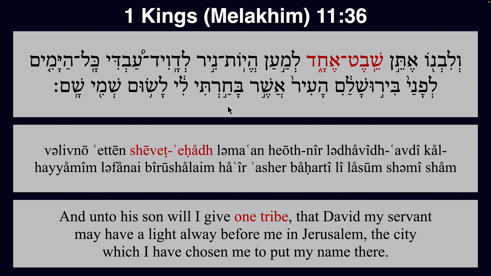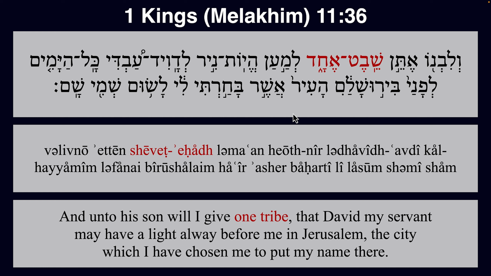Okay. And for Rehoboam, the son of Solomon, we read here, velabno eten shevet echad. So to him I will give 1 tribe, he says, shevet echad. For what purpose? Lema'an heyot nir leDavid avdi. So in order to keep a lamp for David, my servant, I will give him, that is the son of Solomon, Rehoboam, 1 tribe. Which tribe is it?